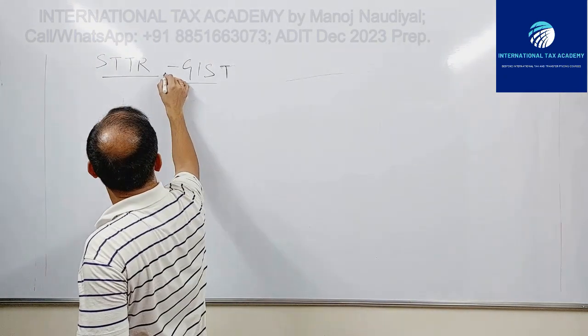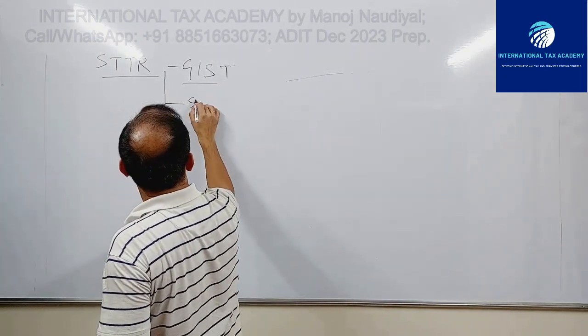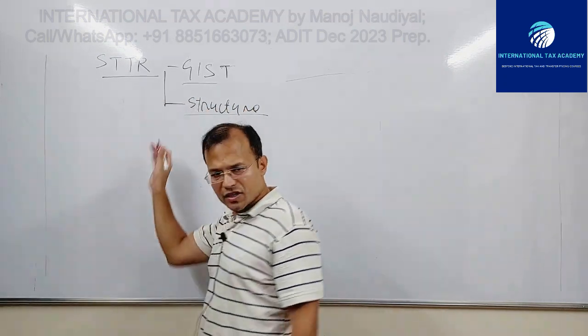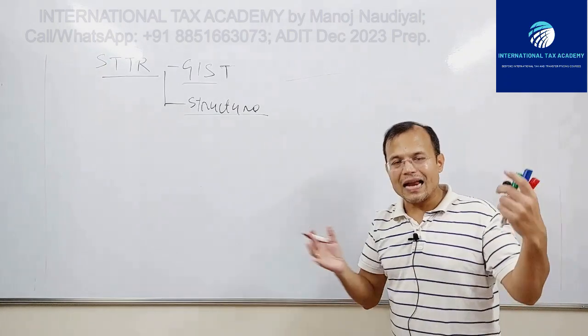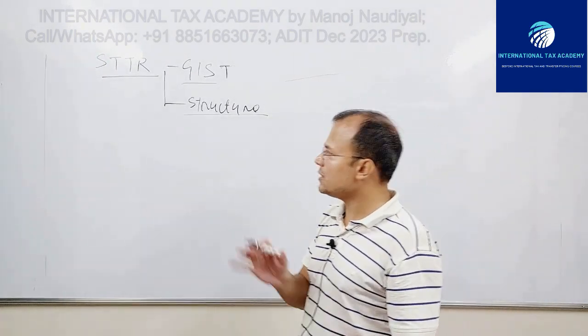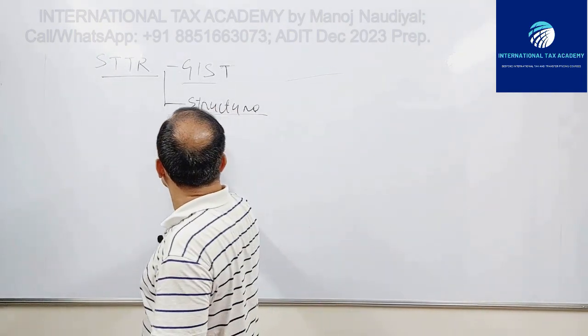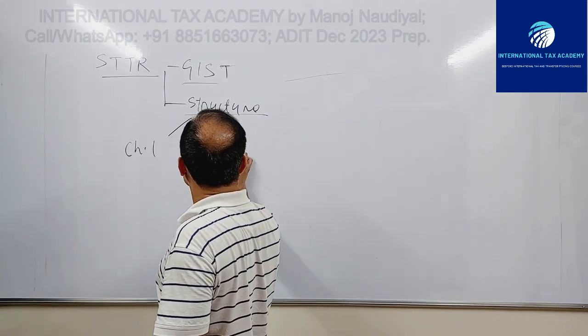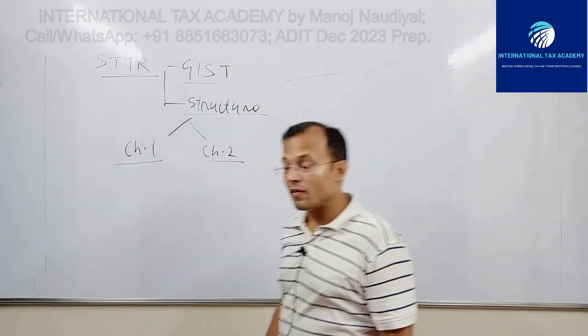STTR, the second part. We have done the structure of STTR. Now, STTR as well as the document. See, the document is divided into two chapters, chapter number 1 and chapter number 2.